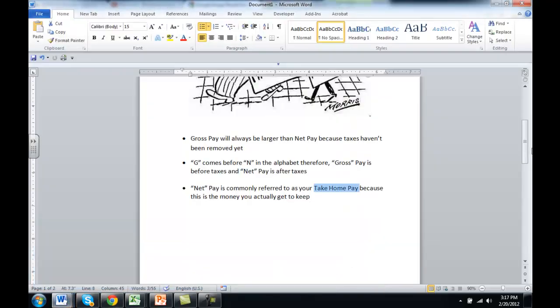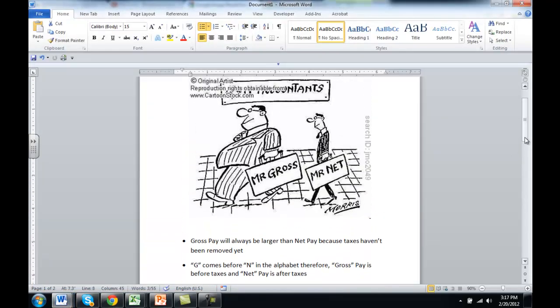So again, gross versus net. Gross will always be larger than net pay because it's before the government's taken out their taxes. Net will always be smaller than gross pay because it's the money you get to keep after taxes are taken out. It's your take-home pay.